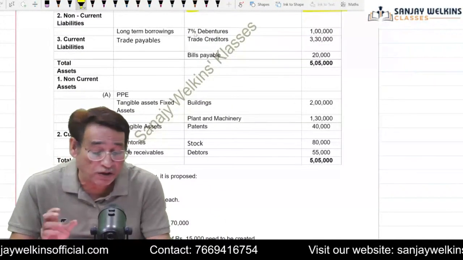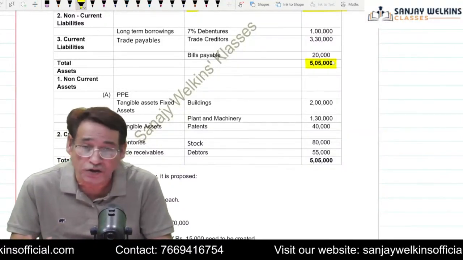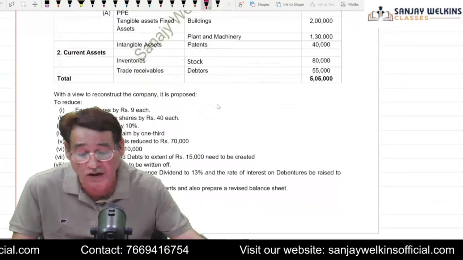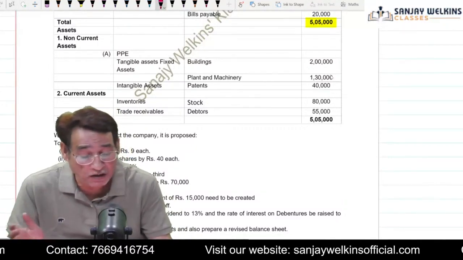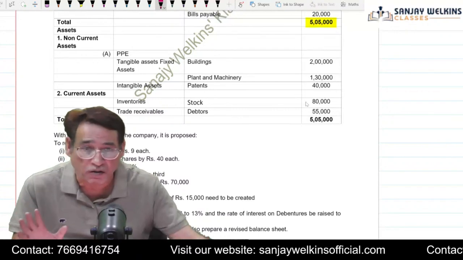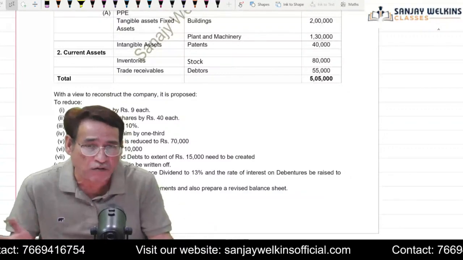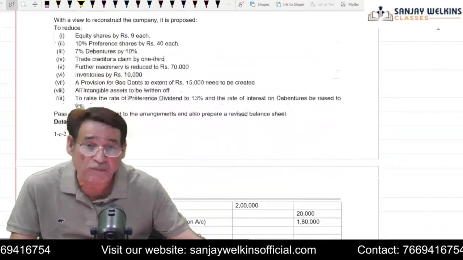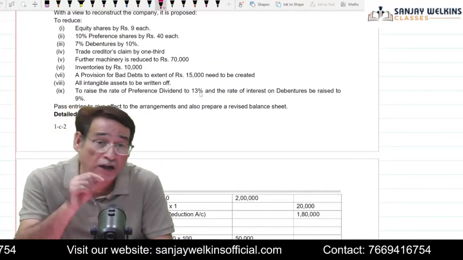Then we come across some items like 7% debenture, trade creditors and bills payable. Total of the balance sheet is 5 lakh. Besides that, towards the asset side, we find there is property, plant and equipment. Under it, we find tangible fixed asset. Building is there, plant and machinery is there, patent is also there, then stock is there and debtors is also there. On the asset side, we do not come across in this particular case any deferred expenditure. Correct? With a view to reconstruct the company, it is proposed to reduce equity share by 9 each.